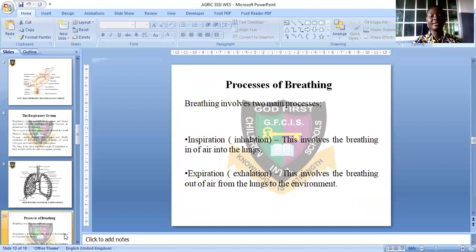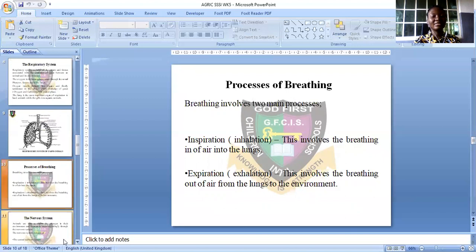The second process is expiration. It's also called exhalation. This involves the breathing out of air from the lungs to the environment, and the gas that the farm animal breathes out is carbon dioxide, CO2. So these two processes are involved in breathing, inspiration and expiration. Inspiration involves the breathing in of air into the lungs, while expiration involves the breathing out of air from the lungs to the environment. I believe you are following me and you understand.